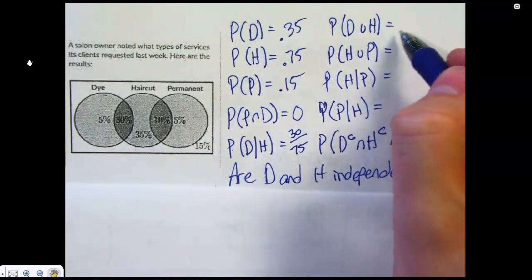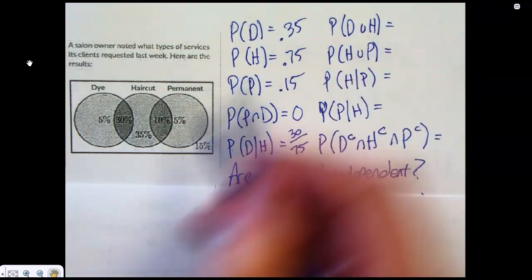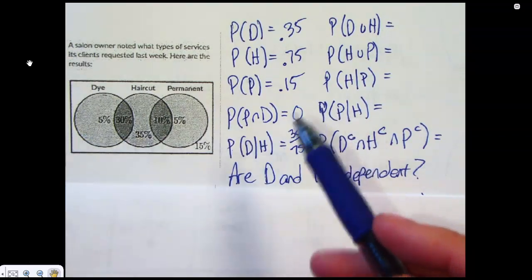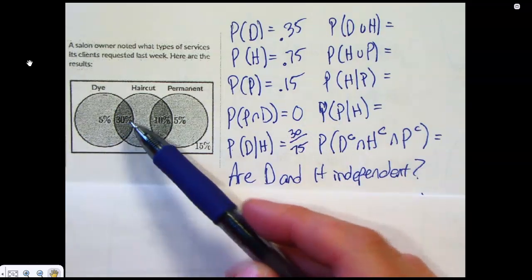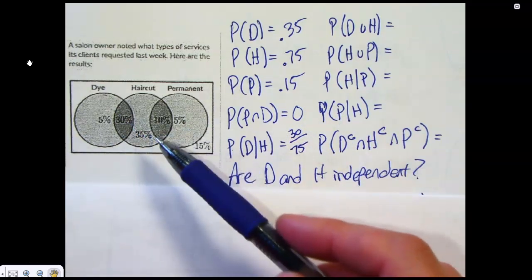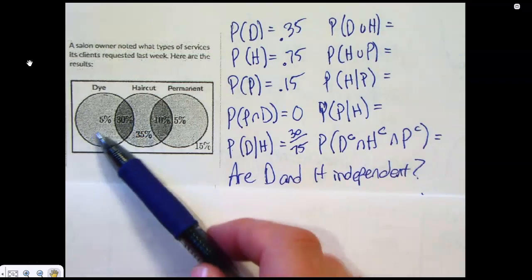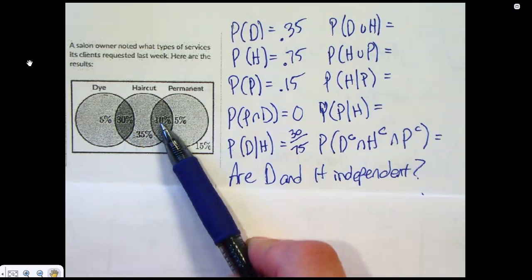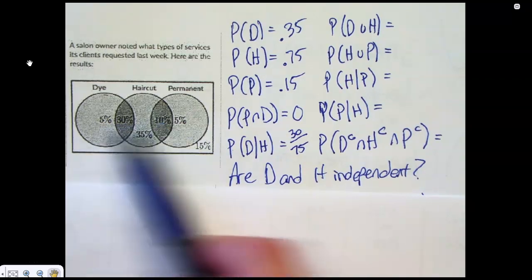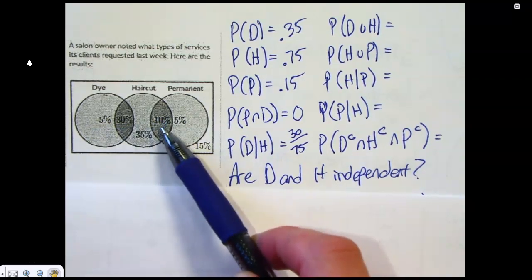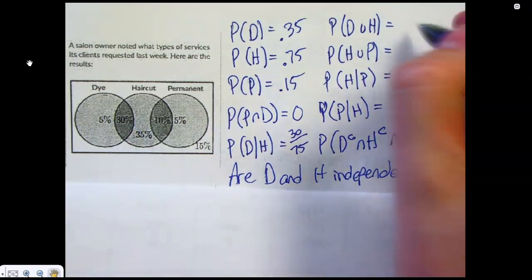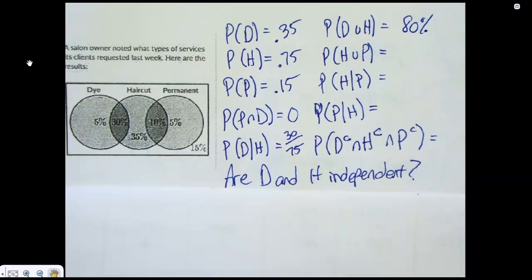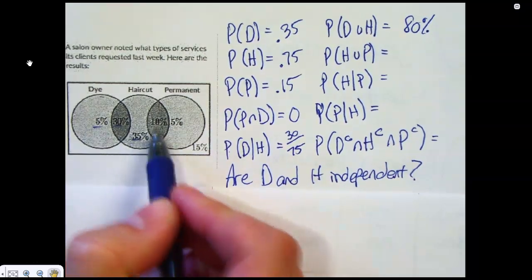So that's like none of those 3 things, and that's this number out here. On the right hand side over here, dye or haircut. Okay. I got this 5 plus this 30 plus this 35 plus this 10. I want to add up everything that's in the dye or the haircut circle. So that is 80%, or 0.8, obviously, is okay.